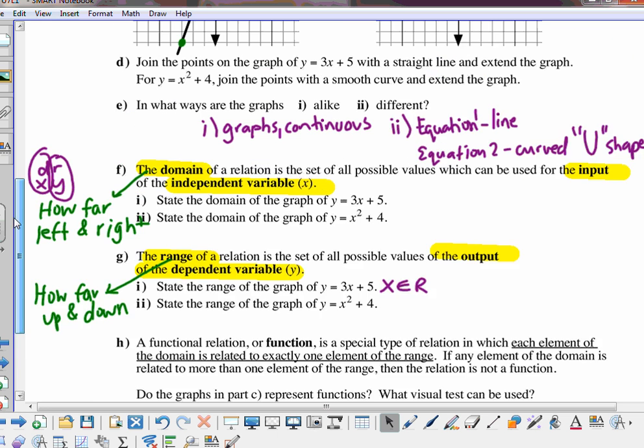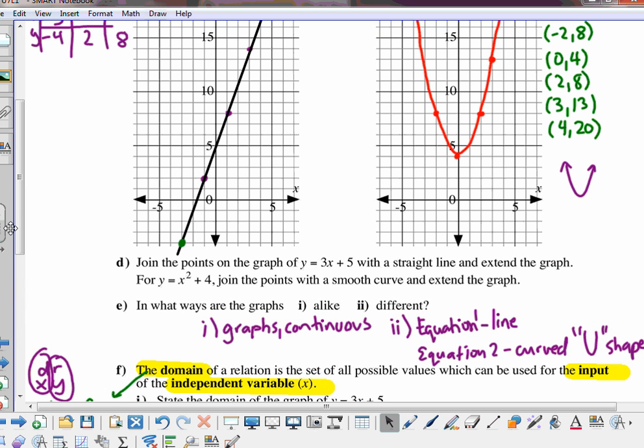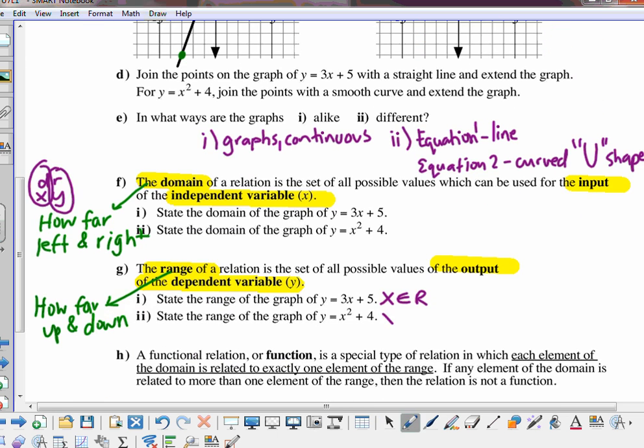How about x ∈ ℝ, x is an element of the reals? How about this graph? Will it keep going to the left as the graph goes on? Will it keep going to the right? Yeah, it's angled both ways. So that would be x ∈ ℝ. They both have the same domain. There's no restrictions on our x.